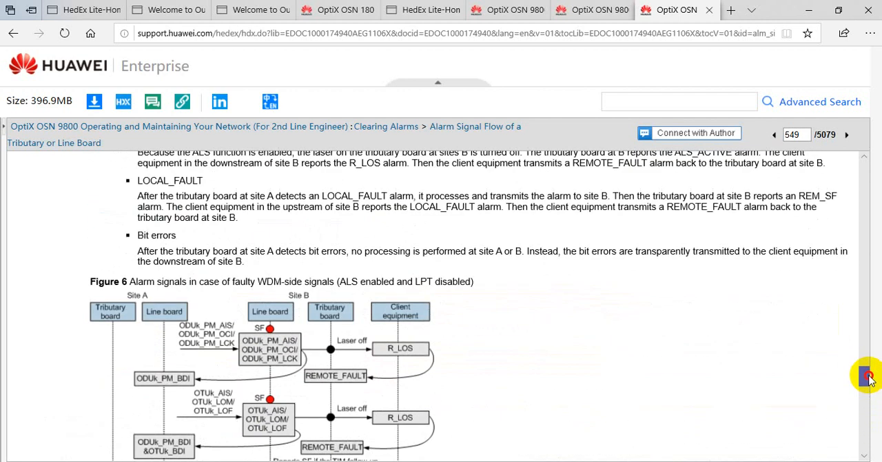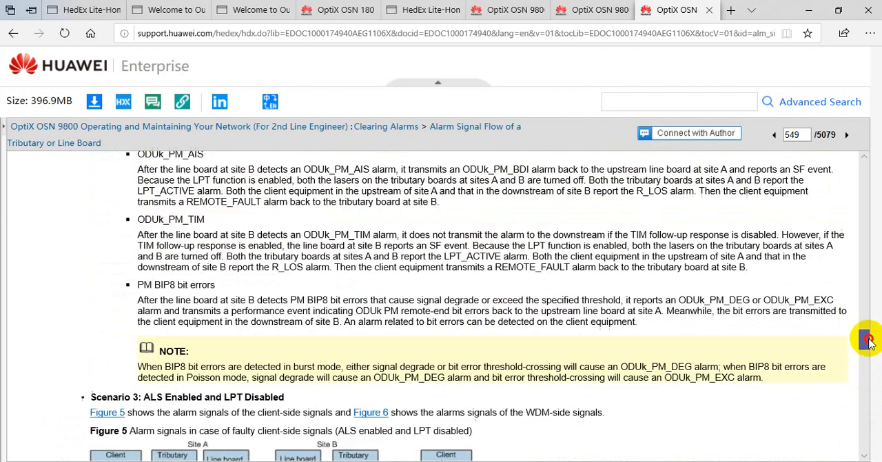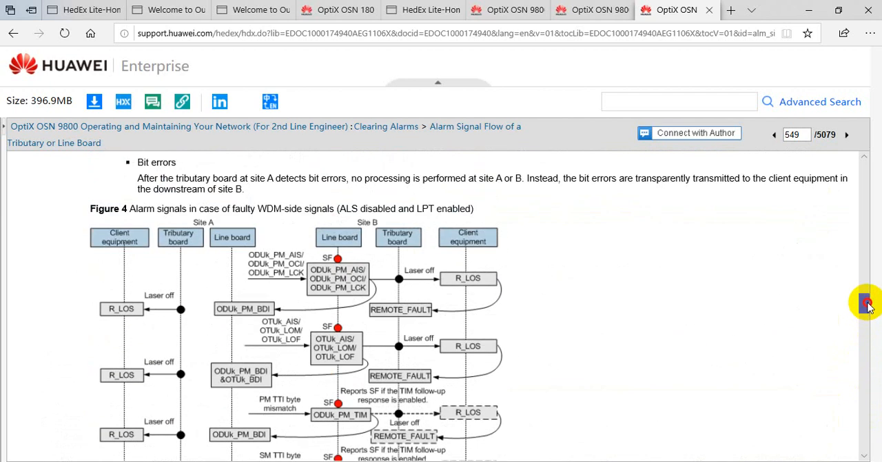So we need to be very careful about which segment of the network is owned by the user or owned by the network operator, and which type of alarm the user is looking at. So this is the general understanding. Thank you very much.